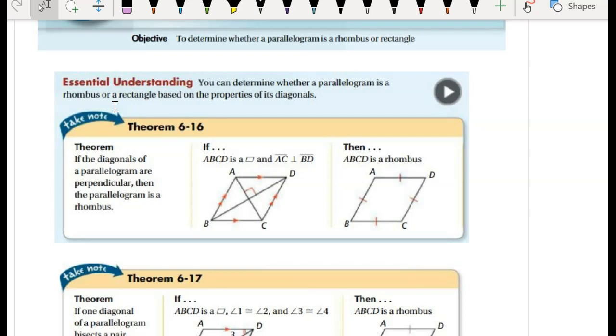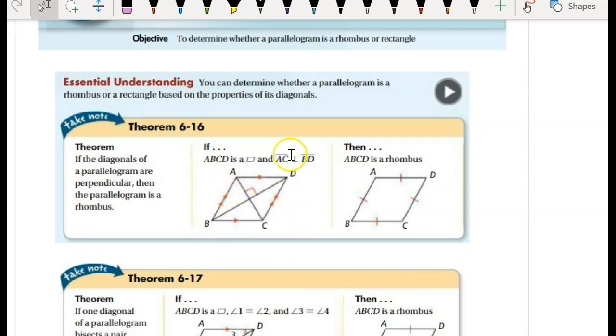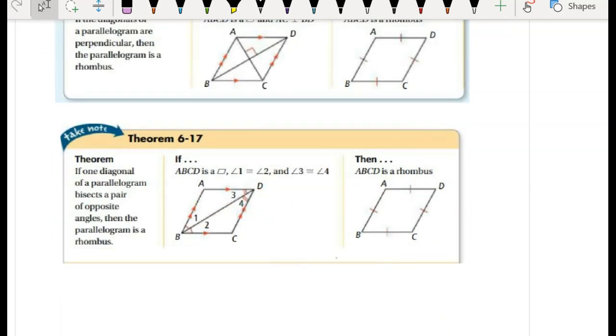So let's take a look at theorem 616. The theorem says if the diagonals of a parallelogram are perpendicular, then the parallelogram is a rhombus. This is the converse of a theorem that we've already learned that said if ABCD is a rhombus, then its diagonals form a perpendicular.